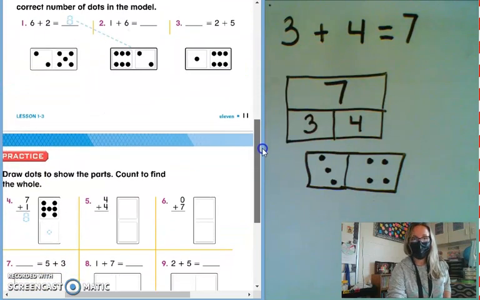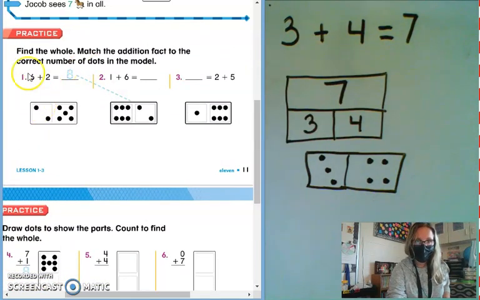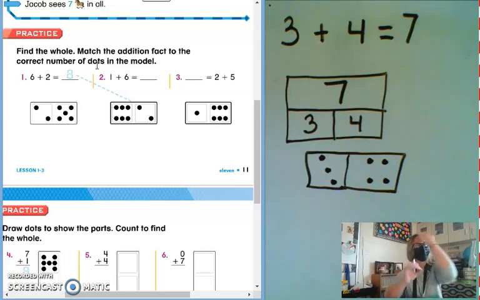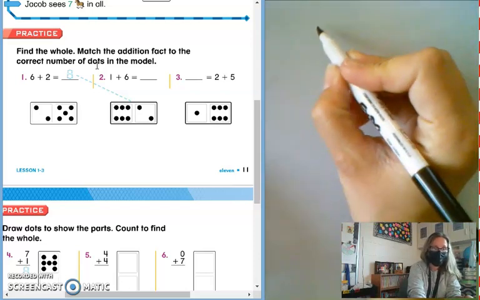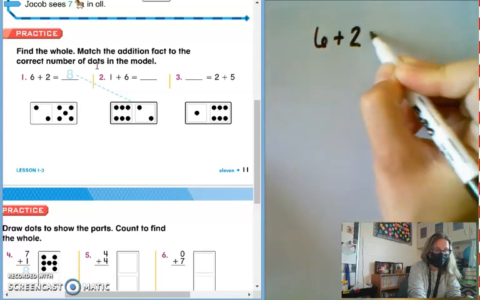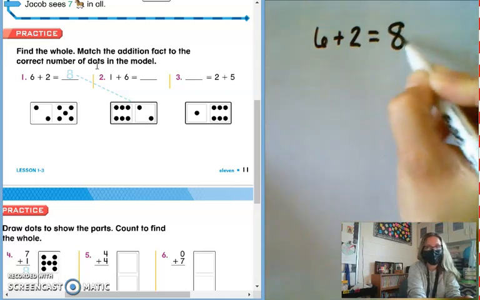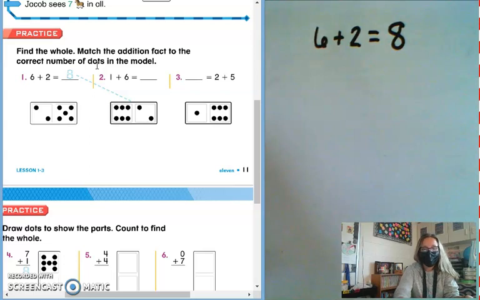Okay, and it says here, find the whole. So match the addition facts to the correct number of dots. So we're going to be drawing lines to match up. And the first one they've done for you. So the first one they said it had 6 plus 2 equals, and they told us 8. So you can trace the 8. And then if you look at this domino, or this 2 parts, we have 1, 2, 3, 4, 5, 6, and 1, 2, which all together make 8.